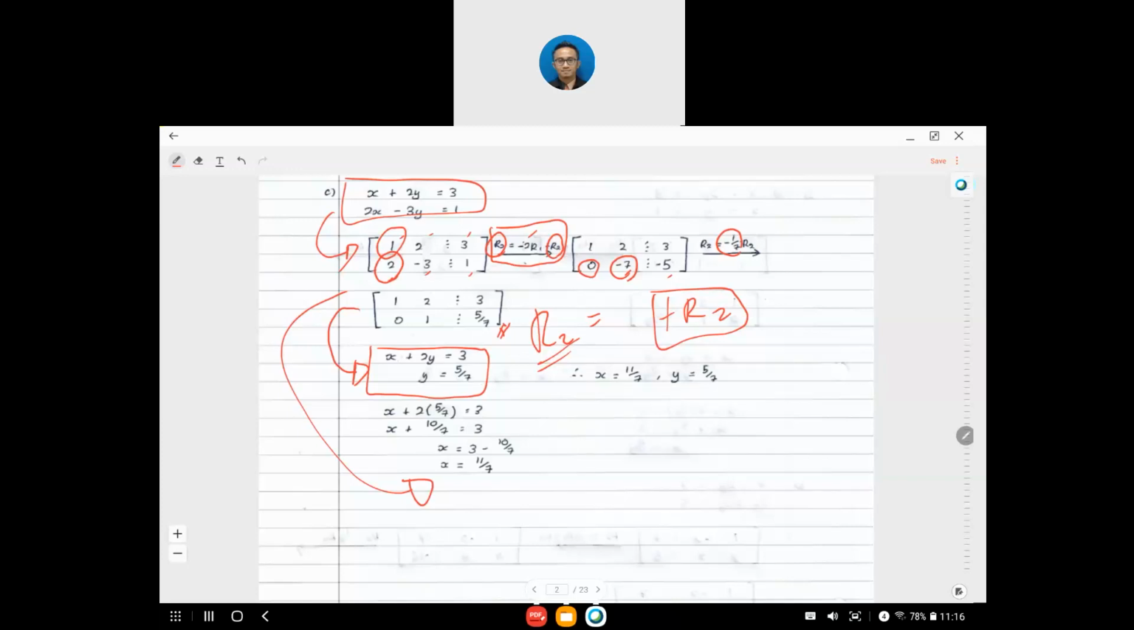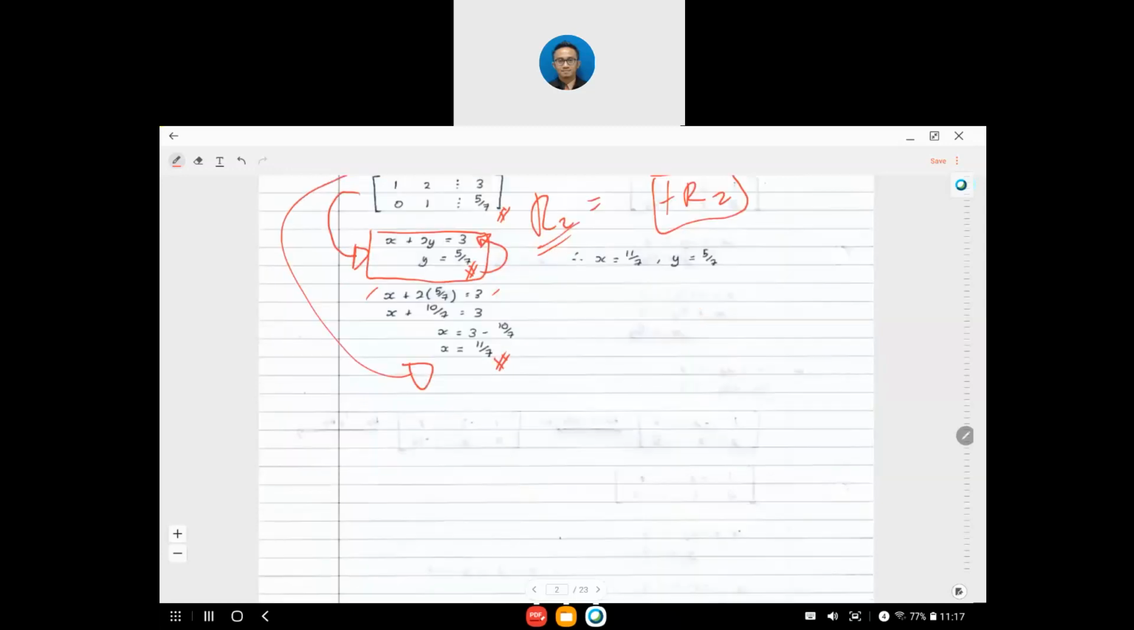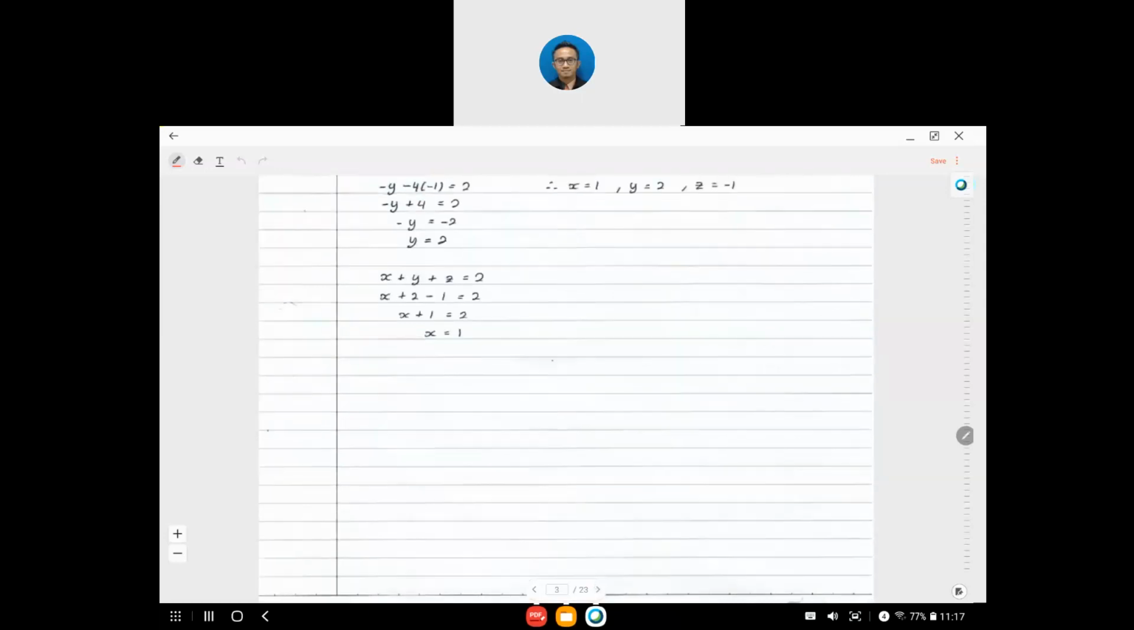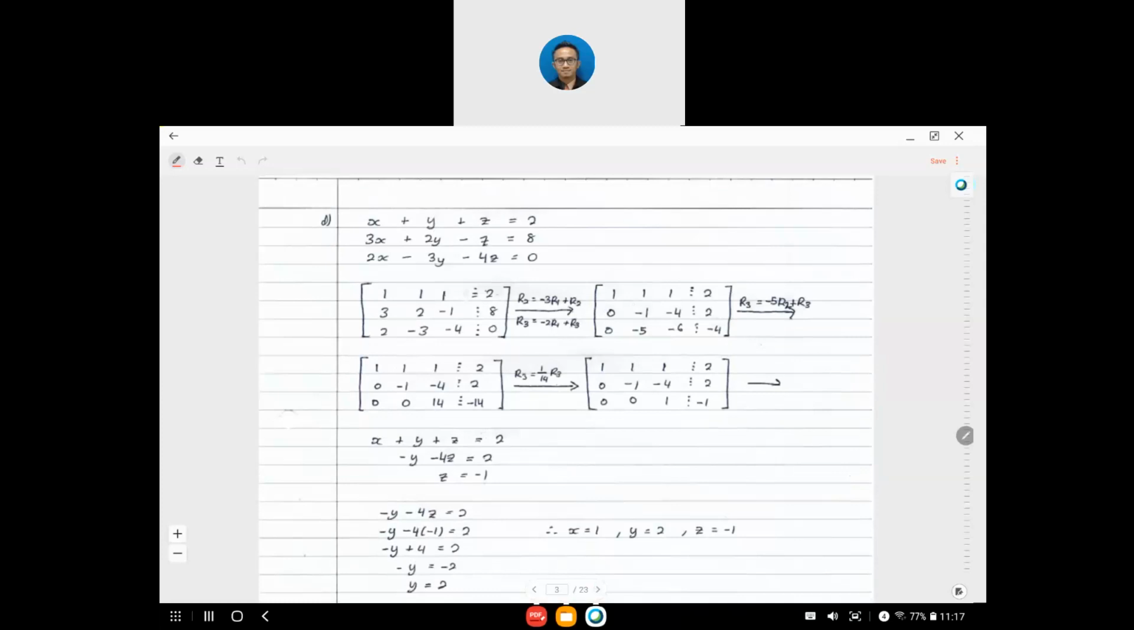So you can get x plus 2y equal 3. And then the second one, y equal to 5 over 7. Since you already get y, same thing, substitute y here, you can get x plus 2 times 5 over 7 equal to 3. And solving this one, you can get x equal to 11 over 7, and y equal to 5 over 7. So this is the answer for question C. Okay. Next, question D.